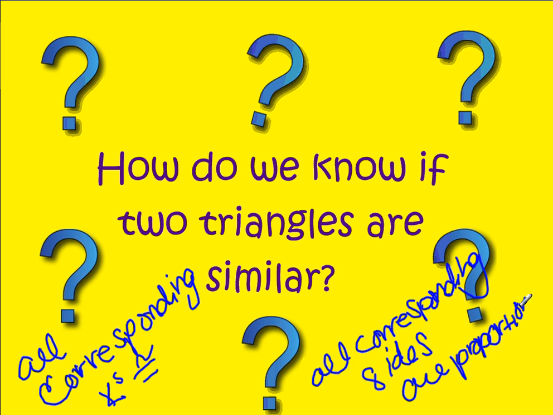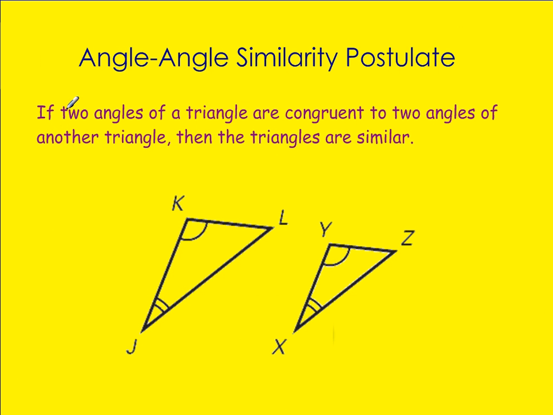Now, that's 6 pieces of information that we need to find, because you'd have to find 3 pairs of congruent angles and 3 pairs of proportional sides. That's a lot. Fortunately, we do have some shortcuts. The first one, and the one that we're going to focus on today, is the angle-angle similarity postulate. This says that if you have 2 angles of a triangle that are congruent to 2 angles of another triangle, then the triangles are similar. So it's only 2 pieces of information that you'd have to look for.